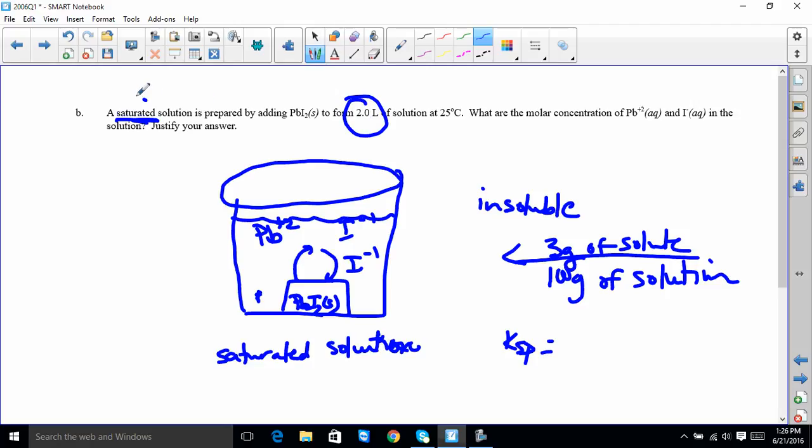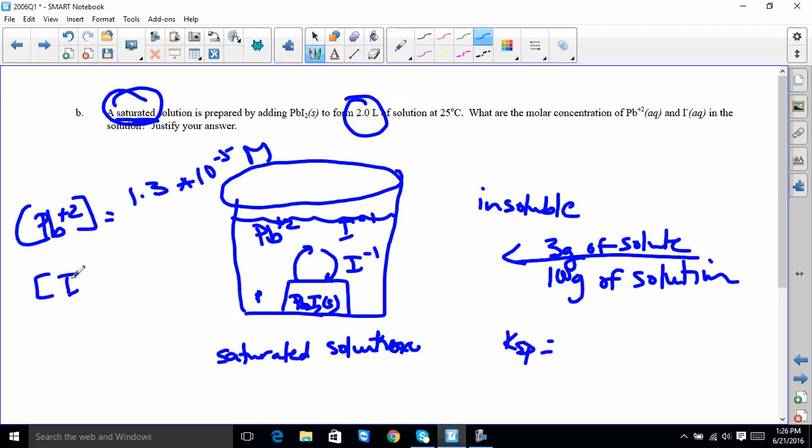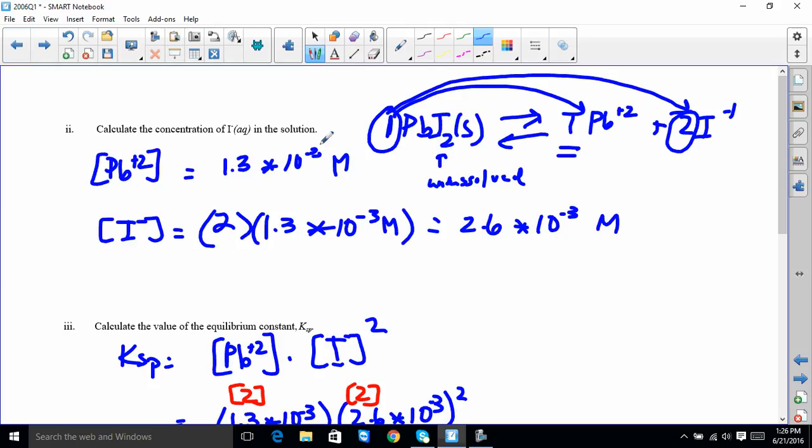Who cares? This is the key word. If it's saturated, the concentrations of Pb plus 2 and I minus are the same. So what are the molar concentrations of Pb plus 2 and I in the solution? Well, apparently the Pb plus 2 concentration is 1.3 times 10 to the negative 5 molar, and the concentration of the iodide ions is 2.6 times 10. Sorry, not negative 5. I believe it's negative 3. Negative 3 molar. Again, I'm going too fast. I got to flip back. Yeah, it's negative 3.